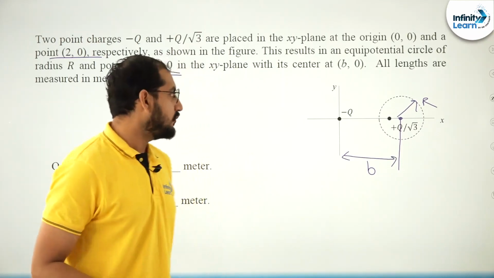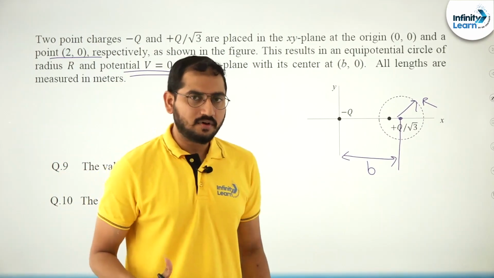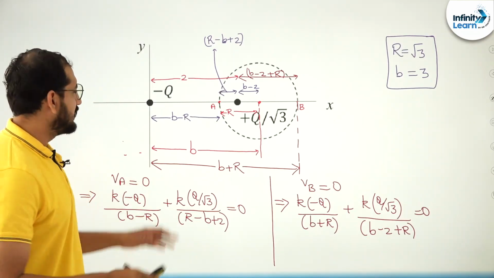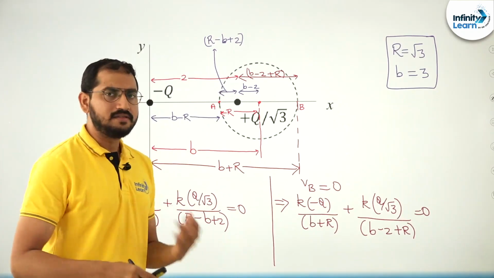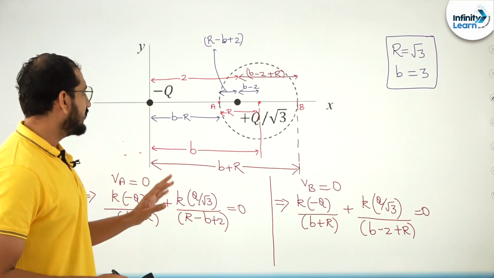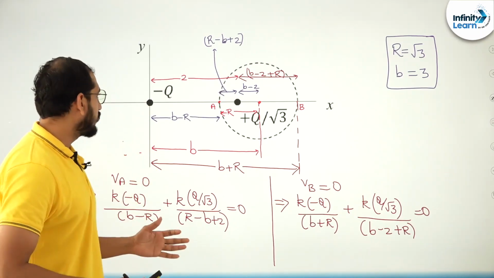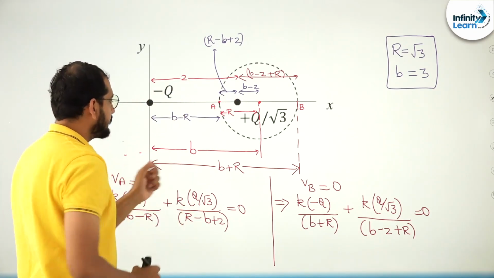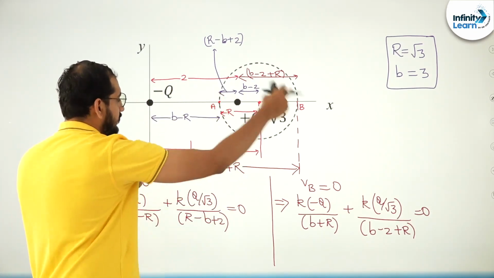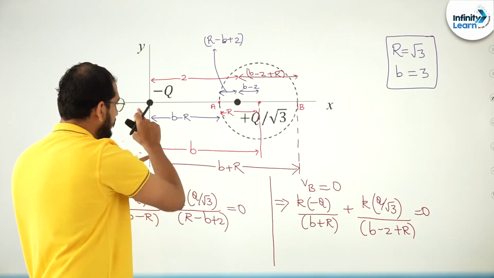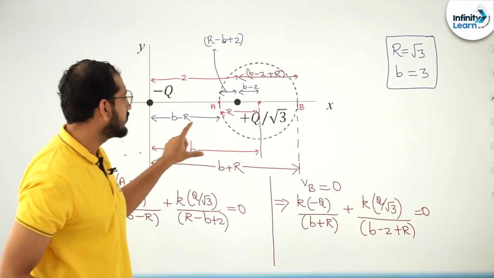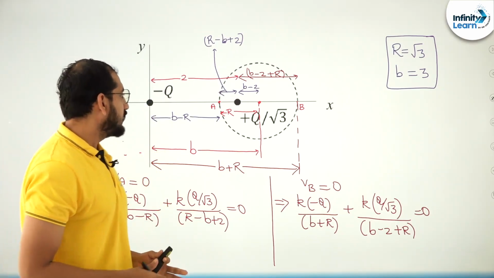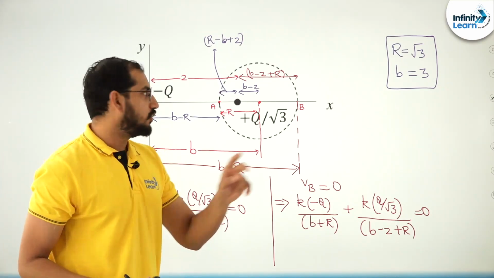So I'm going to use a bit of geometry. Now look at this overwhelming figure. There's nothing special I've done, just basic geometry work. There were 3 values given in the question: 2 is the distance between the charged particles, B is the distance of the center from the origin, and the radius of the circle is capital R. Now what is my idea? The idea to solve the question is that I have selected 2 points on this dotted circle.